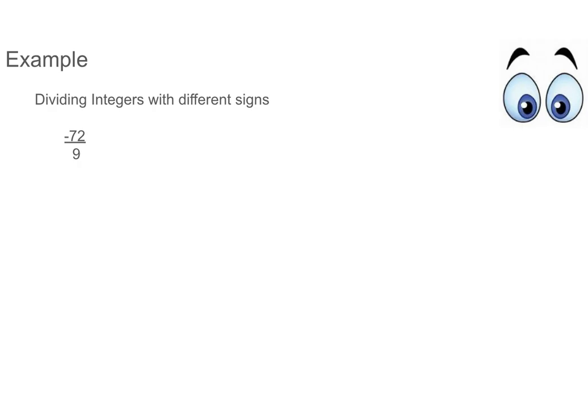This example is written as a fraction, but remember that fractions are still division problems. So this is just negative 72 divided by 9. A negative divided by a positive is a negative, and 72 divided by 9 is 8. So this is just negative 8.